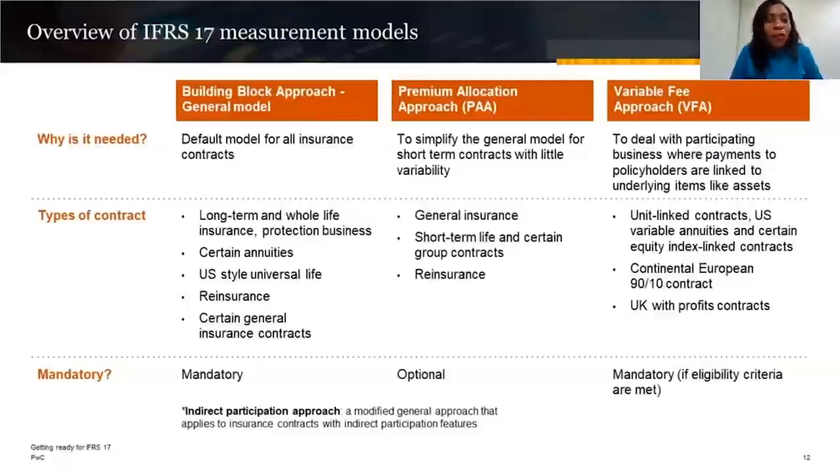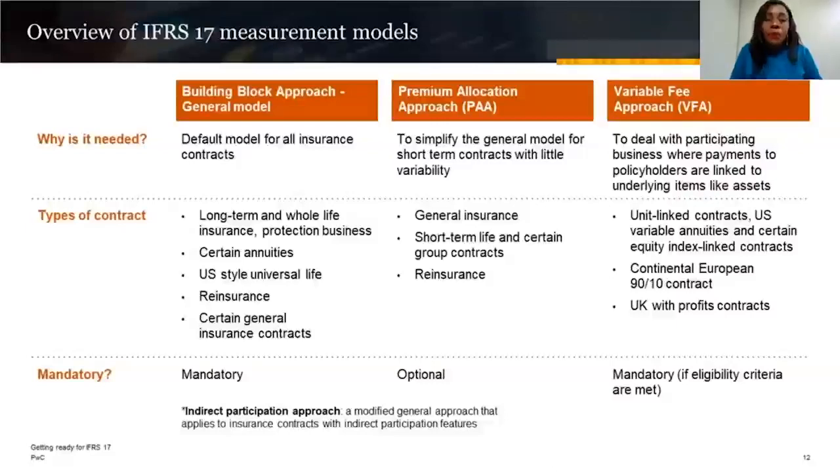However, if you have contracts with a short lifespan, and we consider this to be contracts that are 12 months or less, then you have the option to use the premium allocation approach. The premium allocation approach is similar to the unearned premium reserve approach that we currently use. So what you do is defer your premiums and then recognize them on a straight line basis as the insurance period elapses.